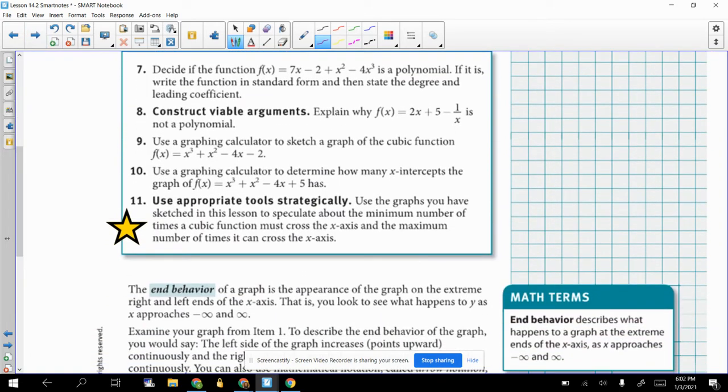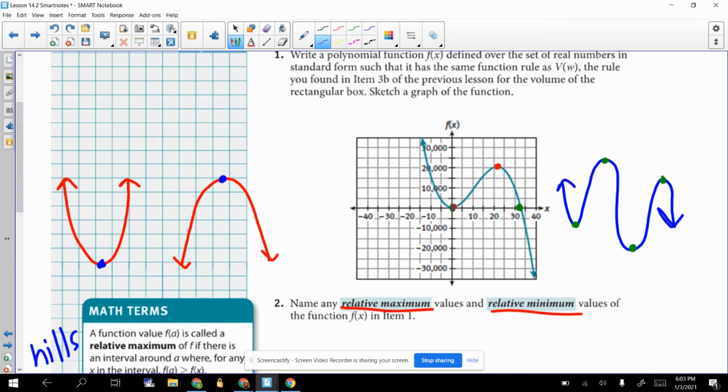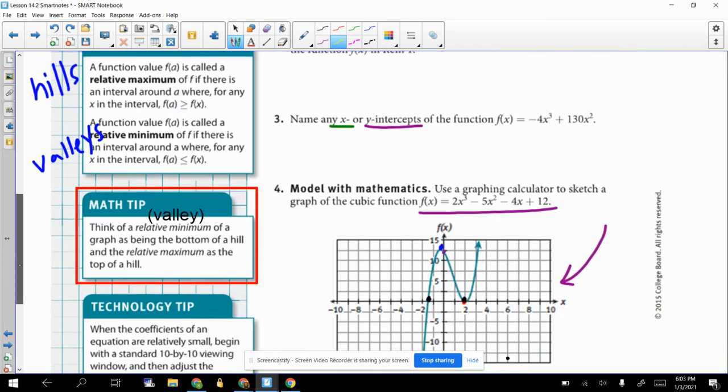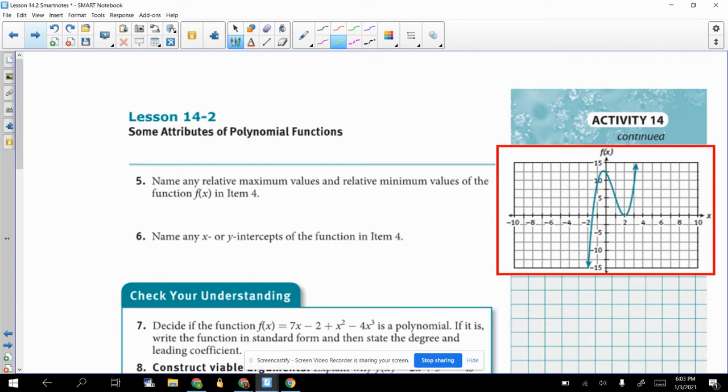So the next thing I want to talk about really quickly is, now we're on page 233. If you look at number 11, it says, using the graphs you have sketched in this lesson, speculate the minimum number of times a cubic function must cross through the x-axis and the maximum number of times. So if we look at both of those graphs, I can tell that this definitely crosses through the x-axis once, and then it looks like it kind of bounces off once. And this crosses through once and kind of bounces off once as well. Now, they won't all do that, but these two happen to.